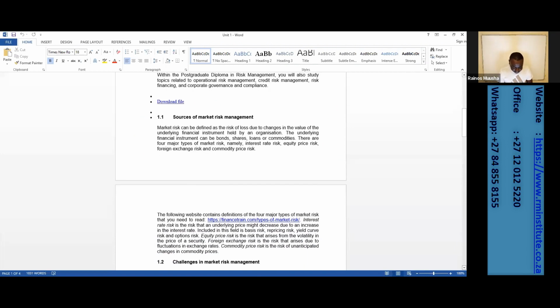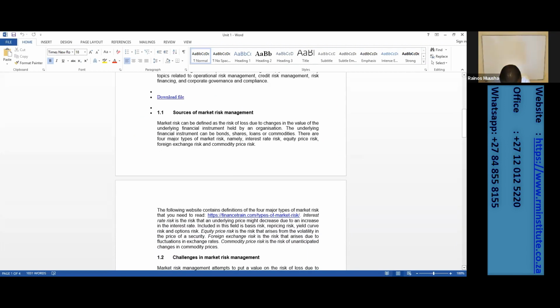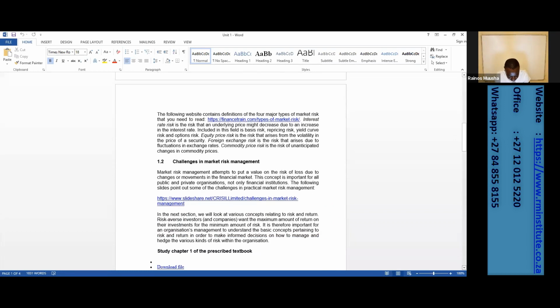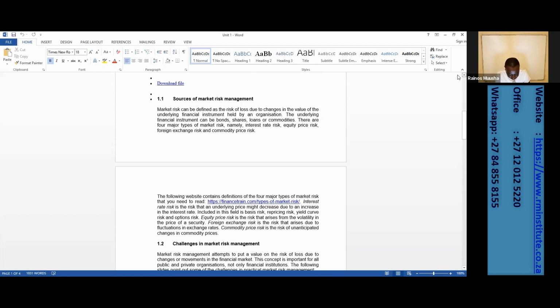We look at section 1.1. In the textbook, we're going to look at the different sections, where we look at the sources of market risk and the challenges in market risk as well. If you look at the sources of market risk, they say market risk can be defined as the risk of loss due to changes in the value of the underlying financial instruments held by an organization. The underlying financial instrument can be bonds, shares, loans, or commodities.